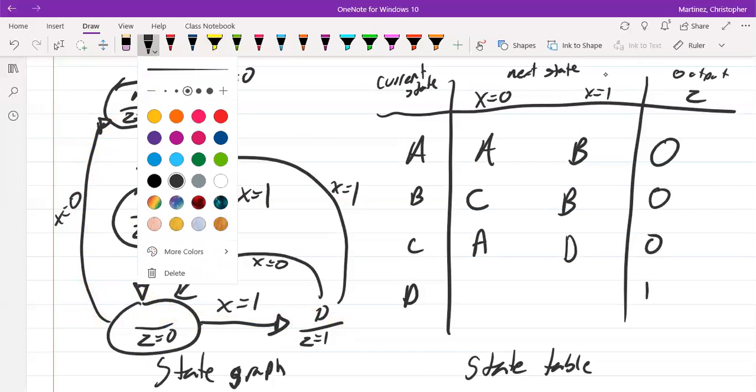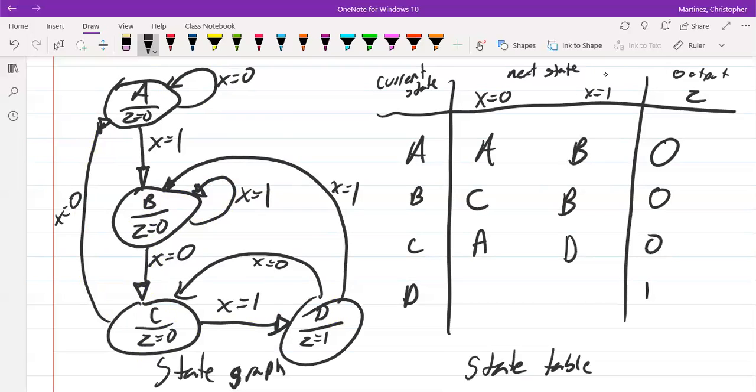Let me just fix up this state machine here. All right, now we're at D. D, when X is equal to 0, we go to C. And then when it goes to 1, we go to B. So it goes to C and B. All right, so that's the state table. And that's our first starting off spot.